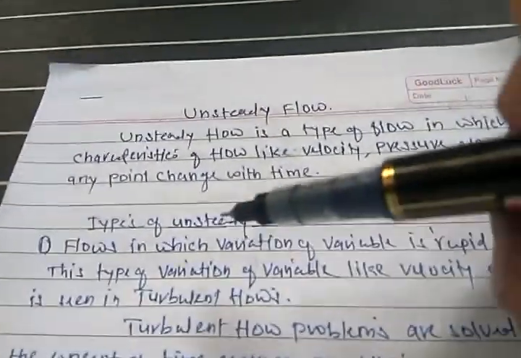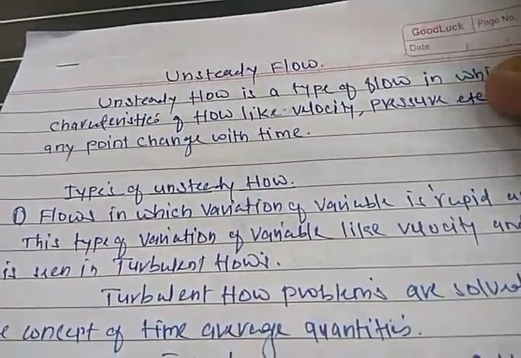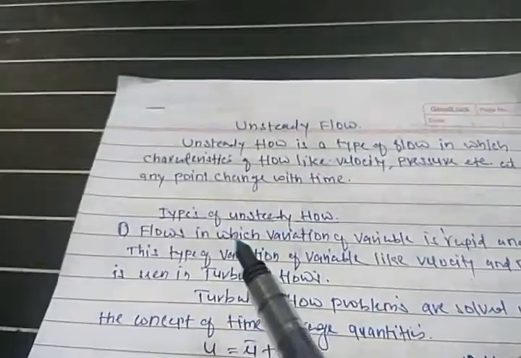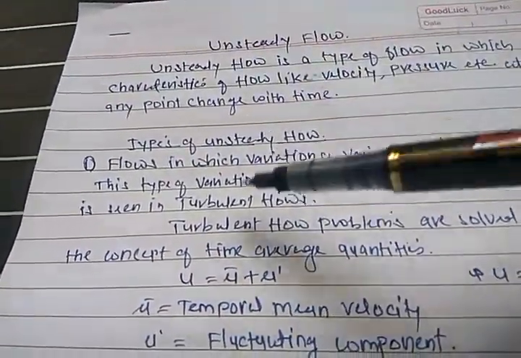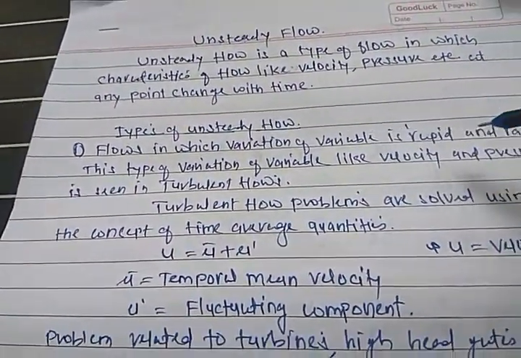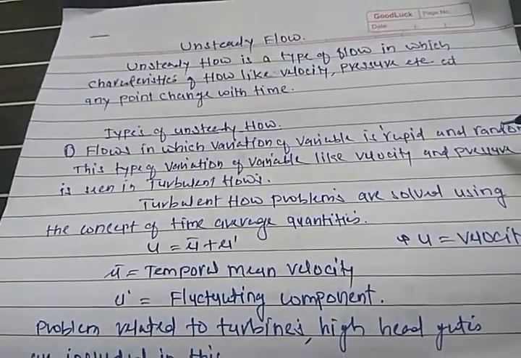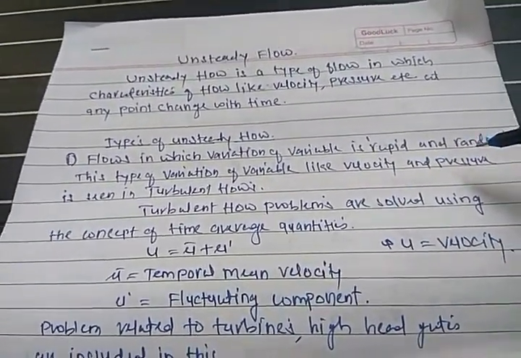Now, types of unsteady flow, this is the first bit in our syllabus. So what are the types of unsteady flow? Flows in which variation of variable is rapid and random. This is called a turbulent flow.